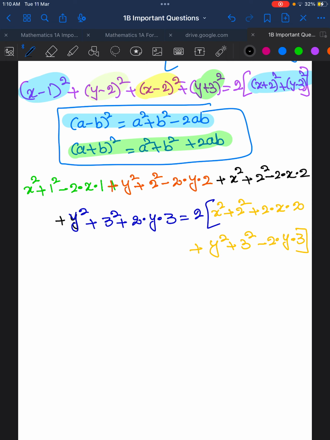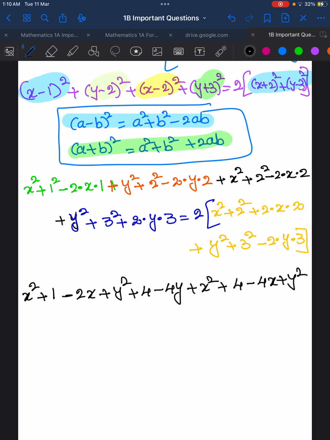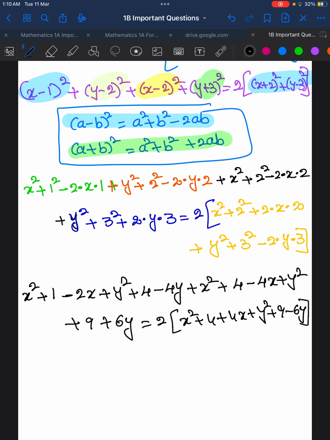After that, just expansion. x square means x square, 1 square means 1 minus 2x plus y square plus 4 minus 4y plus x square plus 4 minus 4x plus y square plus 9 plus 6y is equal to 2 times of x square plus 4 plus 4x plus y square plus 9 minus 6y. This is what we got. What will be the next step?